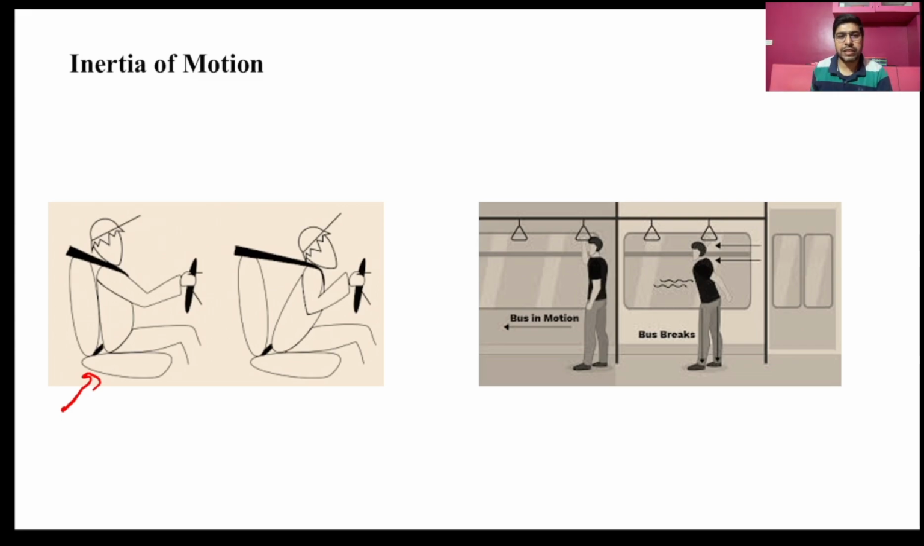That's why we are using what? Seat belt, that will stop you when you apply brake suddenly, right? So that's why seat belt is very important. Next, if you are moving in a bus and if the bus applies brake suddenly, what will happen?